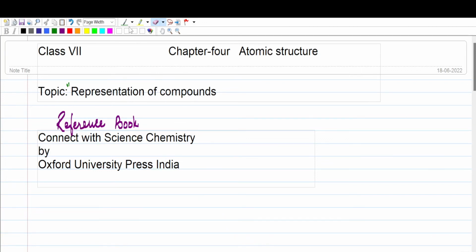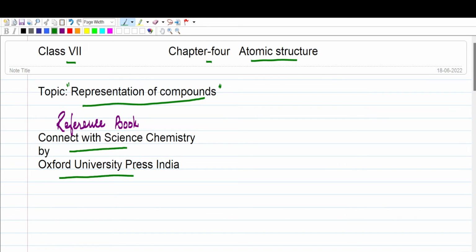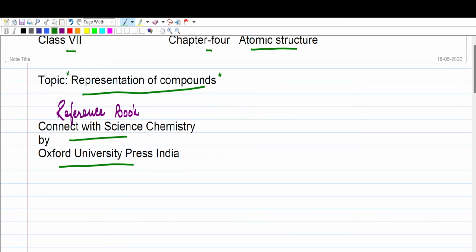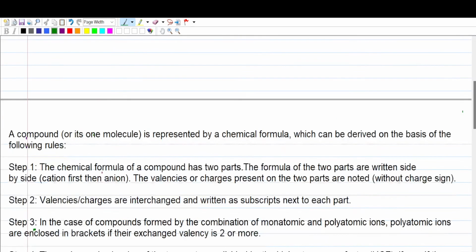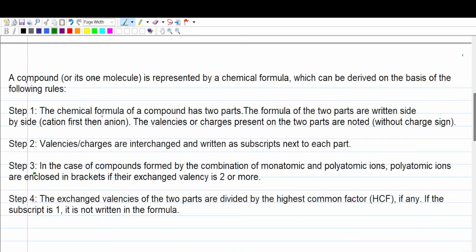Hello students, we are going to take up the topic representation of compounds. This topic is from class 7, chapter 4 atomic structure. Children, for reference, I have used the reference book Connect with Science Chemistry, published by Oxford University Press India. It is an interesting and amazing book. Children, you will start loving chemistry once you read this book.